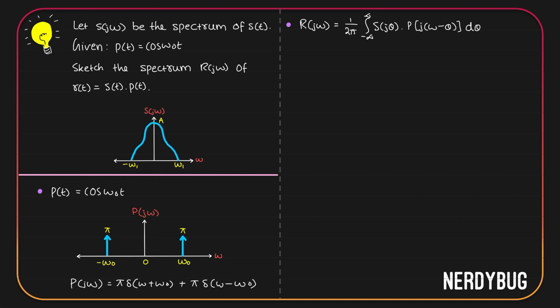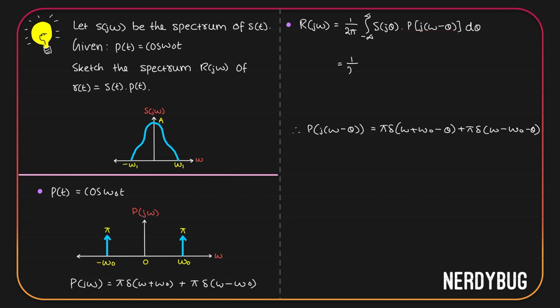Now P of j omega is pi delta of omega plus omega naught plus pi delta of omega minus omega naught. So we can write P of j into omega minus theta will be pi delta of omega plus omega naught minus theta plus pi delta of omega minus omega naught minus theta. Let us use this in the place of P of j into omega minus theta.